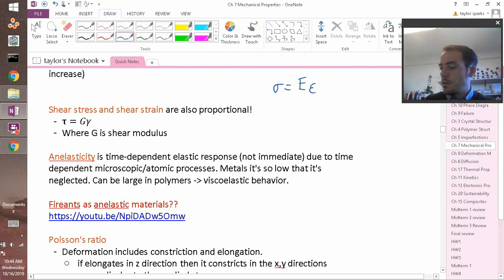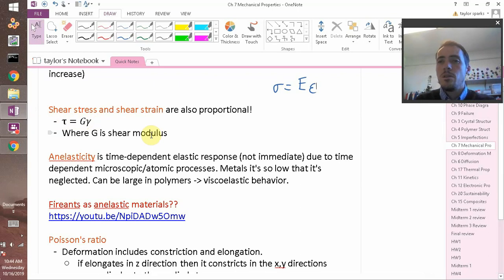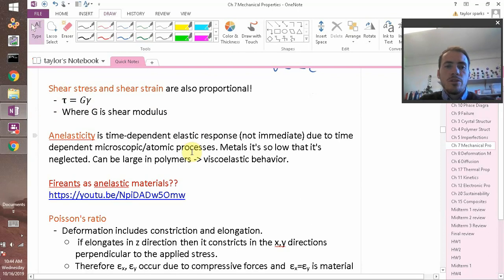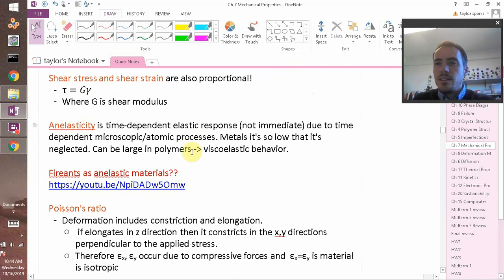But the exact same relationship exists for shear stress and shear strain, right? The shear stress that you apply will produce a shear strain dependent on the shear modulus, right? So G is now our shear modulus. It's just the constant of proportionality that tells you how much shear strain you get when you apply a shear stress, okay?